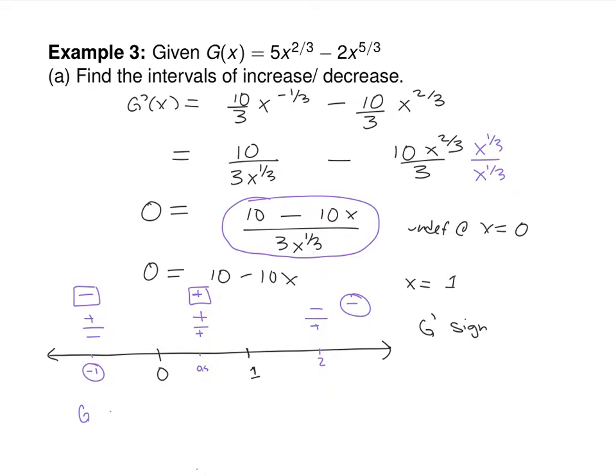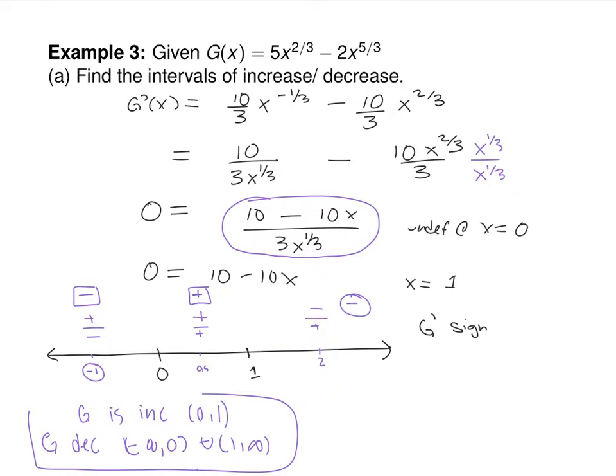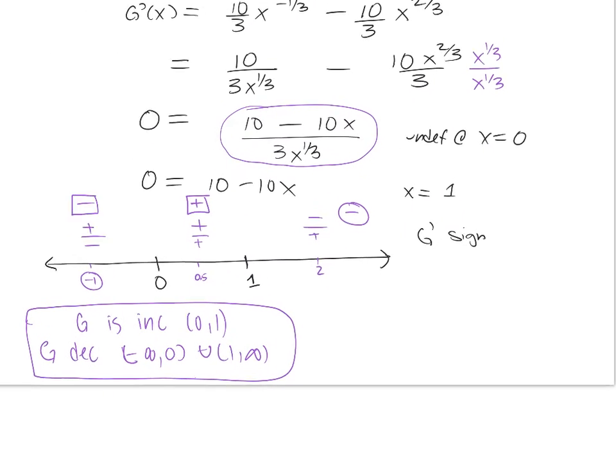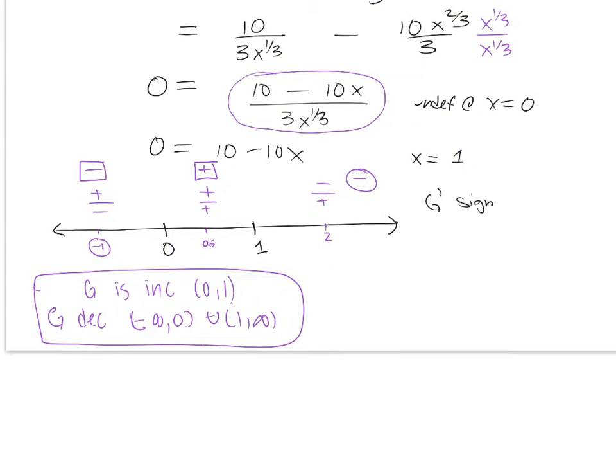So G is increasing where? 0 to 1. And it's decreasing union 1 to infinity. So you must do that last step.